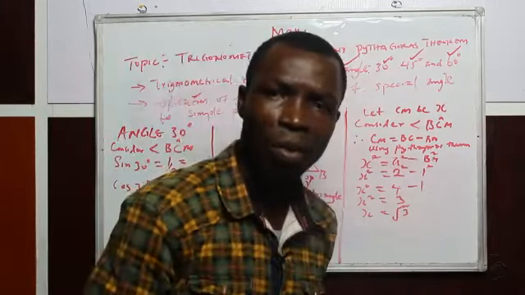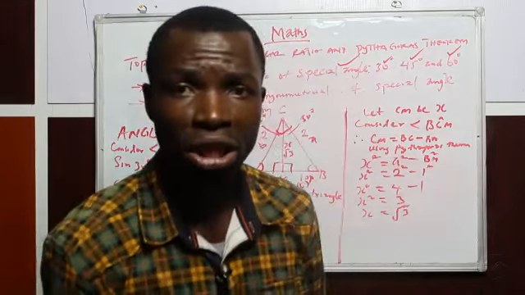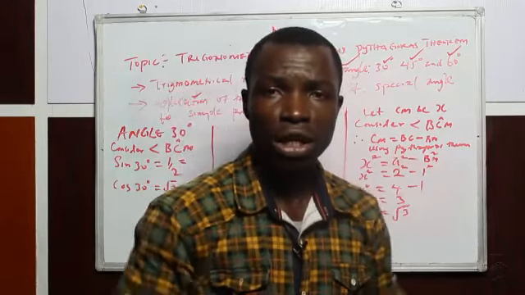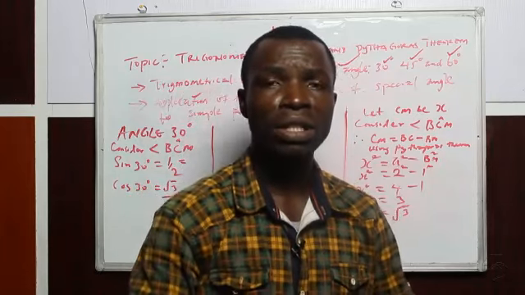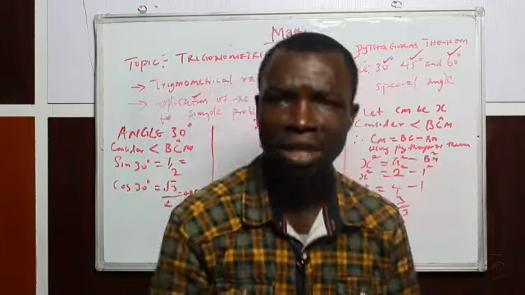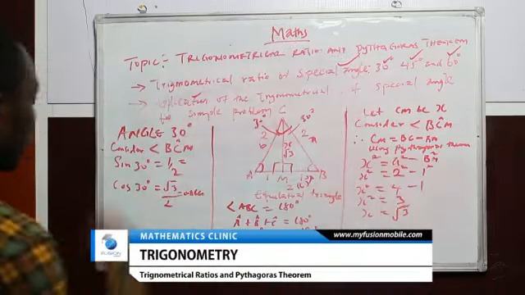You can enter the exam hall without using calculator. Just draw your triangle and start inputting the values using Pythagoras theorem, using trigonometry ratio, SOHCAHTOA method, and you get your answer accurately. Now let's proceed.